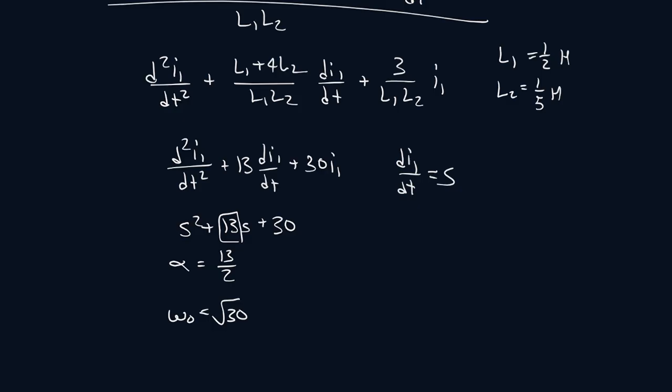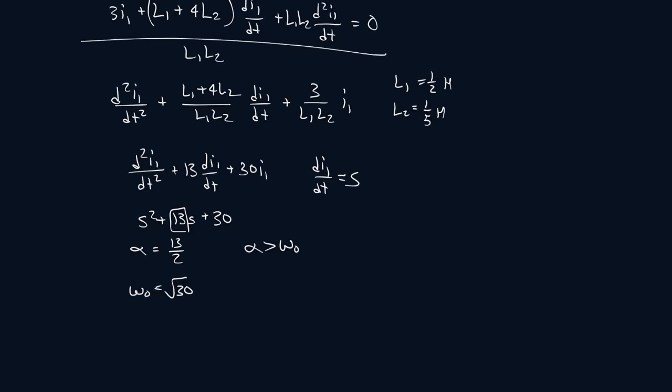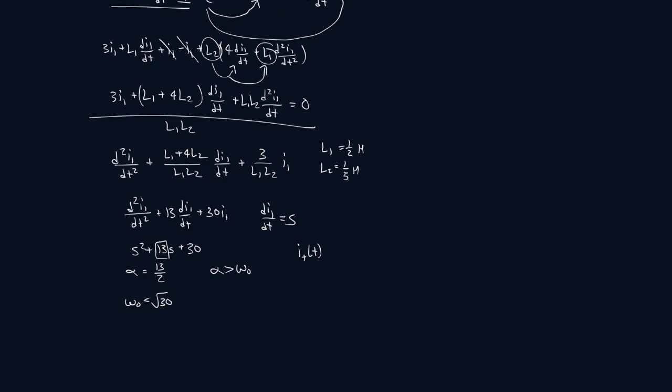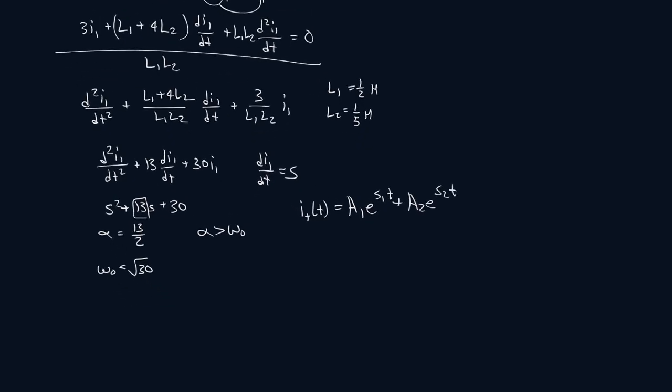So now we see our alpha is going to be greater than our omega. So it's overdamped. So that means, to find I transient(t), we have to use the following formula: A1 e to the power of s1 t plus A2 e to the power of s2 t. To find our s values, pretty much use the quadratic formula to find s, or you could just use this formula.